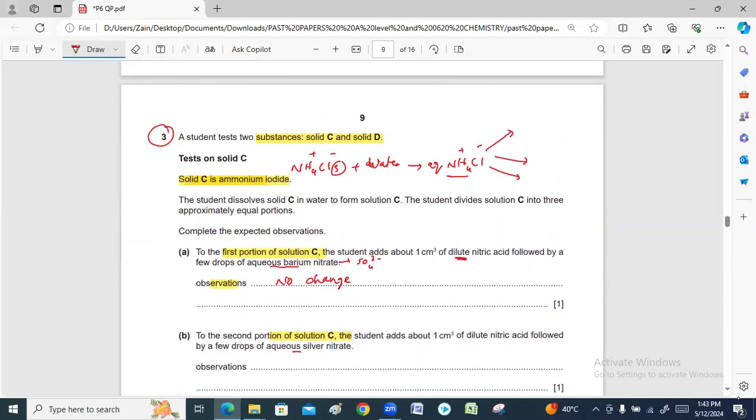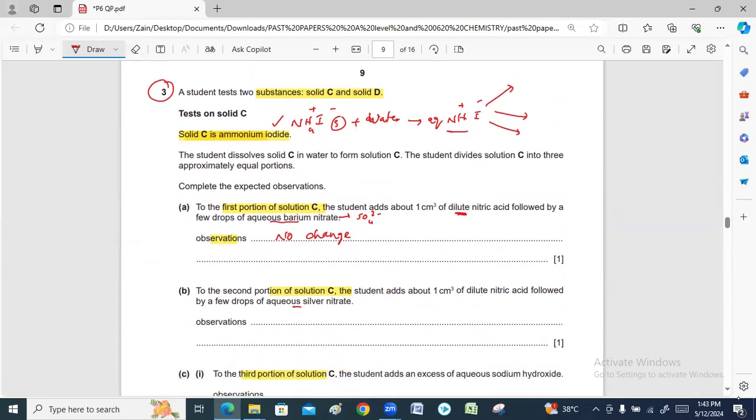Oh, sorry. This is iodide. Yes, this is iodide, not chloride. If we add aqueous silver nitrate, chloride ion produces a white precipitate, iodide ion a yellow precipitate, and bromide ion a green precipitate. So we will get the yellow precipitate.